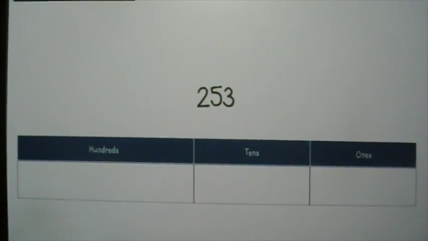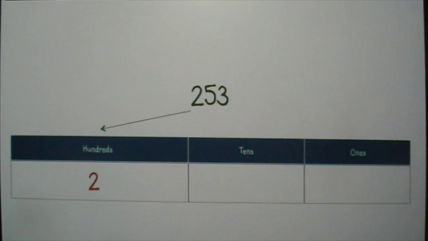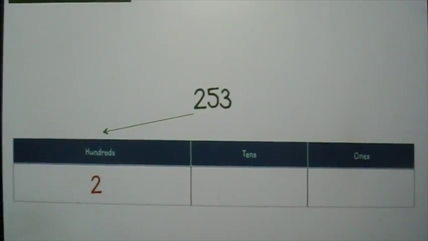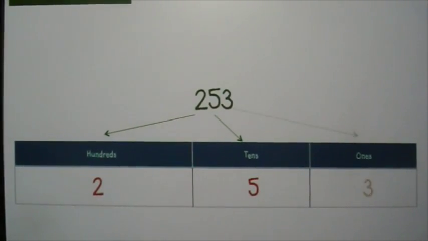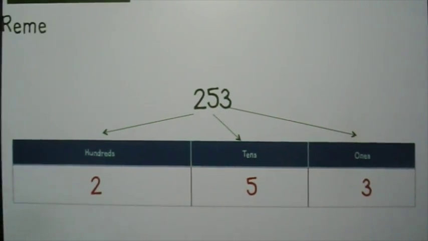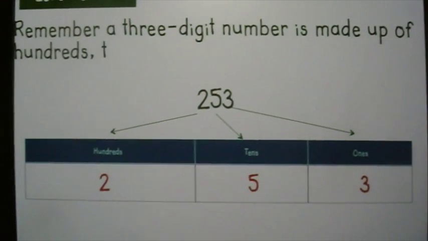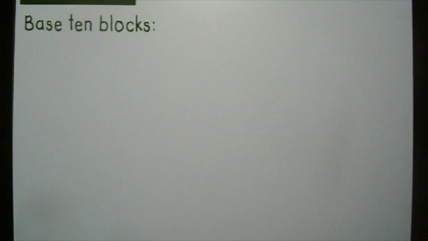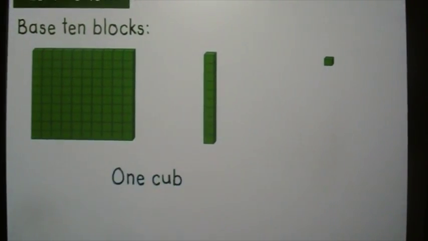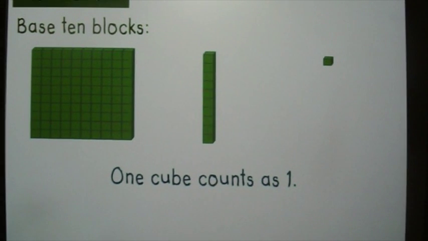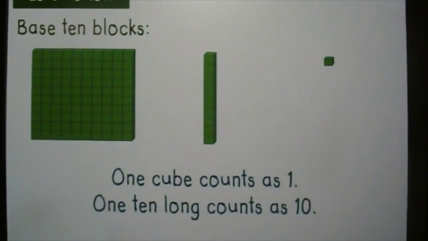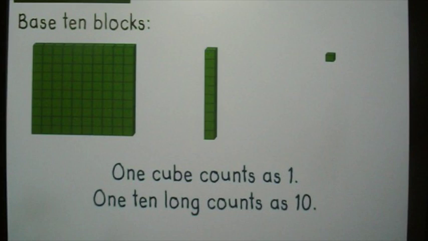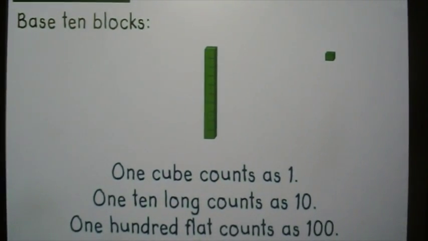Remember that a 3-digit number is made up of hundreds, tens, and ones. So for this number 253, there are 2 hundreds, 5 tens, and 3 ones. We are going to use base 10 blocks to help us visualize our addition today. So remember that 1 cube counts as 1, 1 10 long counts as 10, and 100 flat counts as 100.